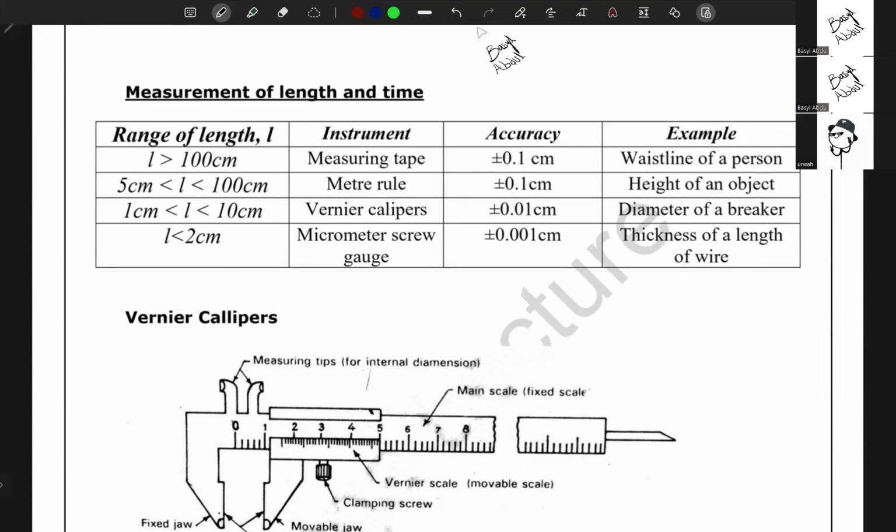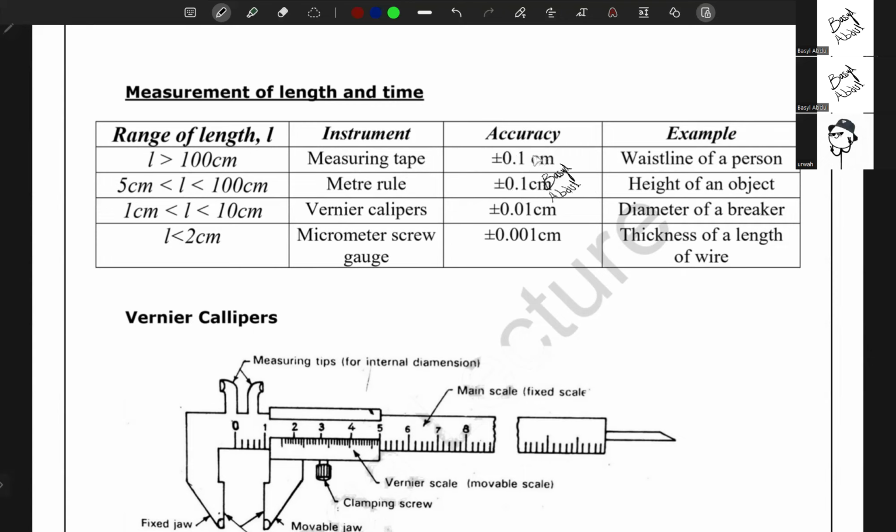Yes. Okay, perfect. So the accuracy for your measuring tape is 0.1 centimeters, plus or minus. What does the accuracy exactly mean?